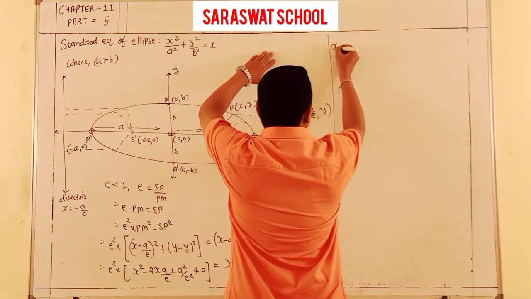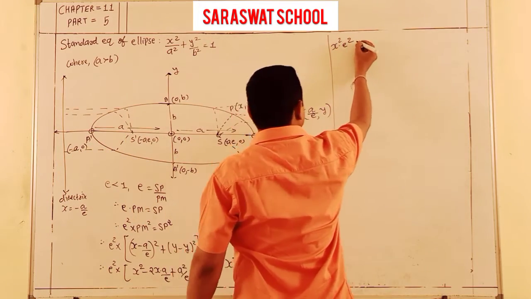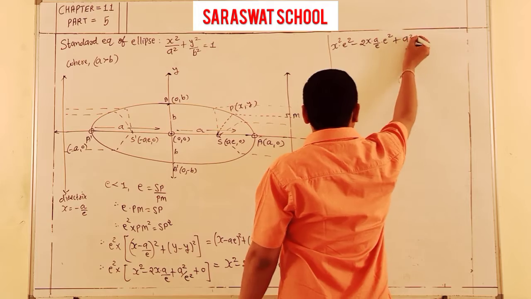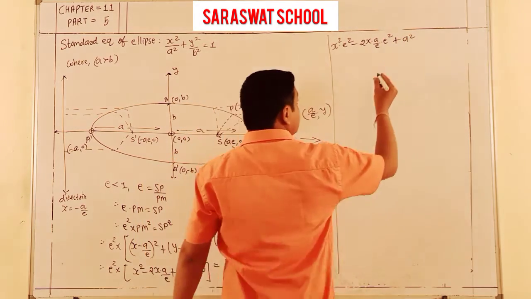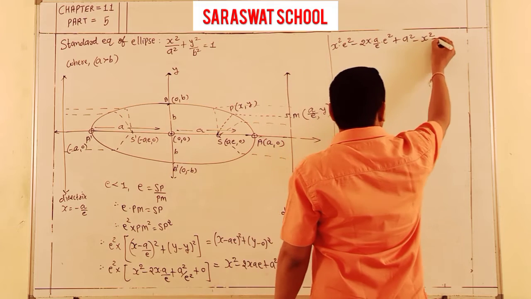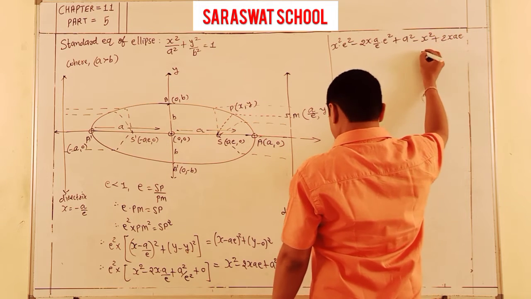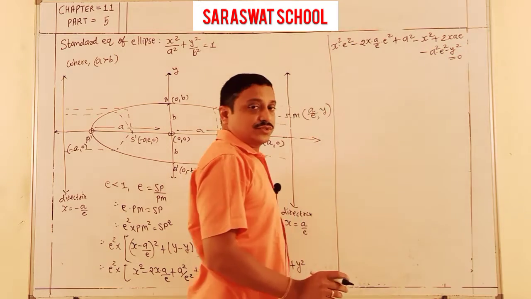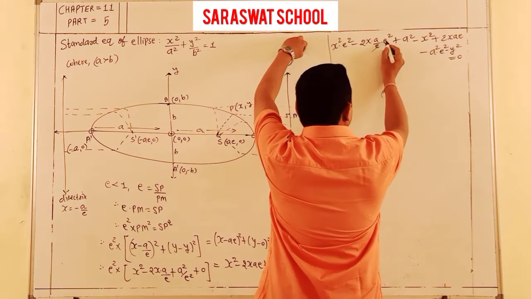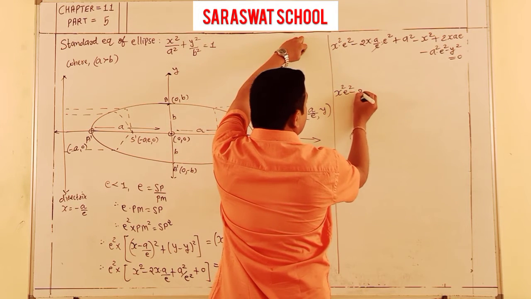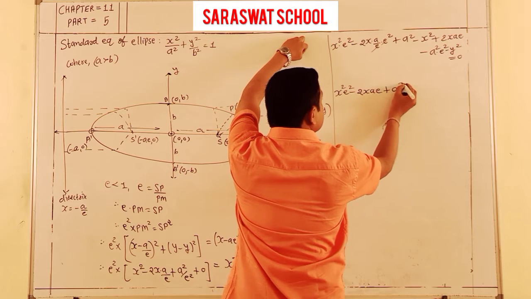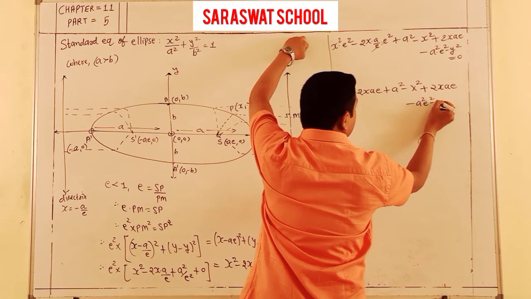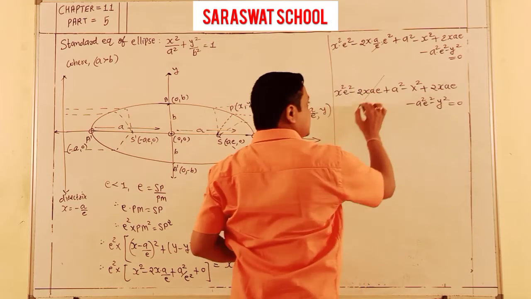So x square e square minus twice x a by e into e square plus a square, but e cancels. Similarly here you will take inside x square plus twice x a minus a square minus y square is equal to 0. So you check, this e and this e cancel. Only you have x square, twice x a, plus a square, plus twice x a, minus a square, minus y square. This cancels, twice x a and twice x a.